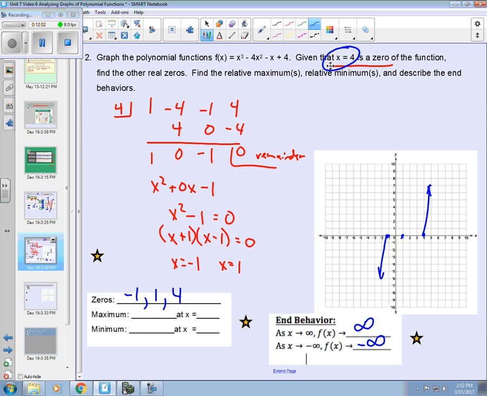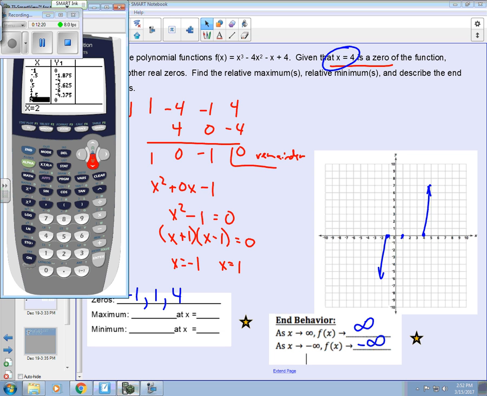So it looks like we probably are going to have some kind of maximum here and some kind of minimum here. The only thing we need to know is how far down does it go and how far up does it go. Your calculator can help you identify this. There is a way to find maximums and minimums on your calculator. So let's type in this function for this one, x cubed minus 4x squared minus x plus 4.